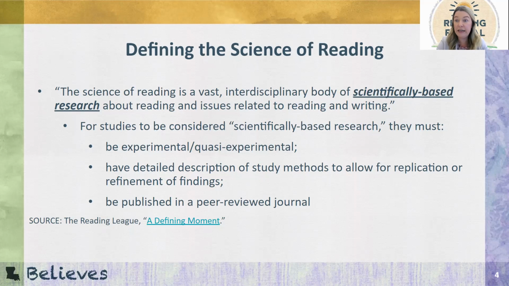And if we can understand how people learn how to read, then we can combat any problems that they're having along the way. It helps us to better understand what we can do as a result if there was a breakdown somewhere. So for studies to be considered scientifically based research, they must have these three things. They must be experimental and quasi-experimental, have detailed description of study methods to allow for replication or refinement of the findings, and they must be published in a peer-reviewed journal.